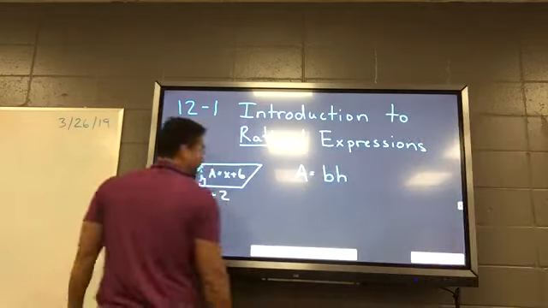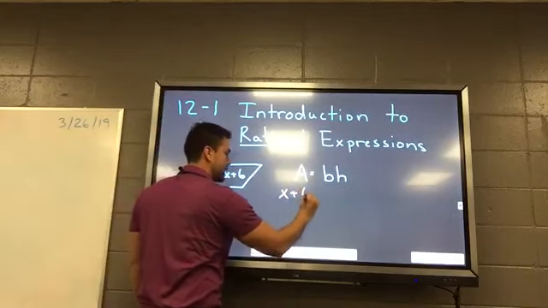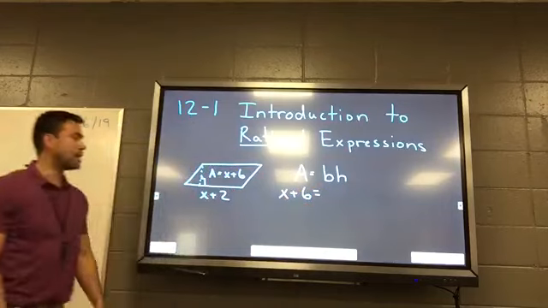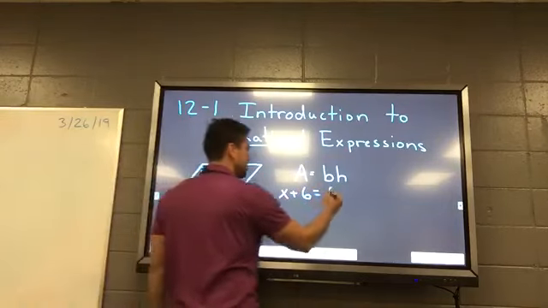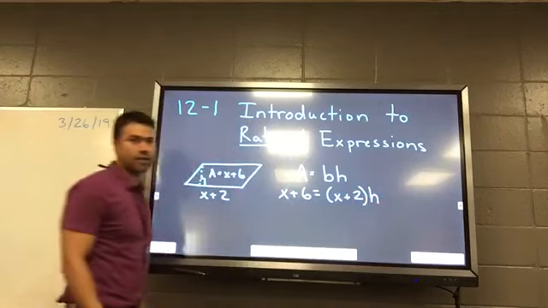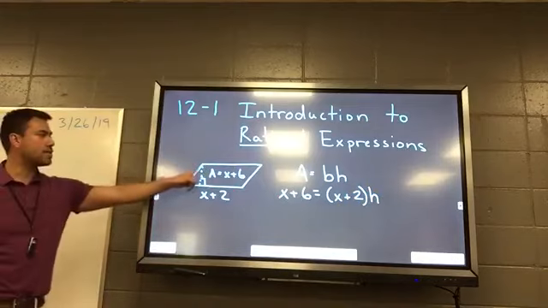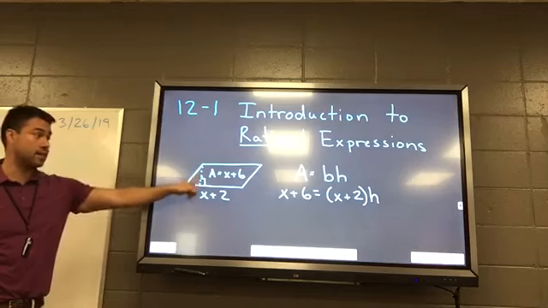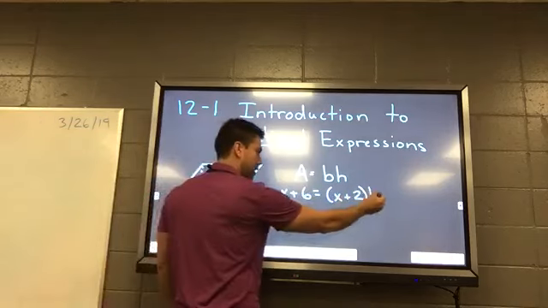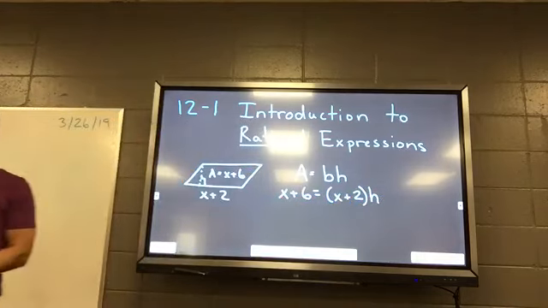Anyway, what is the area according to this diagram? X plus 6. They already gave us the area. What is the base? X plus 2. What are we trying to figure out then? What is H? What is that height? What is that perpendicular height? Actually, we're just trying to find this right here. How do I get H by itself?